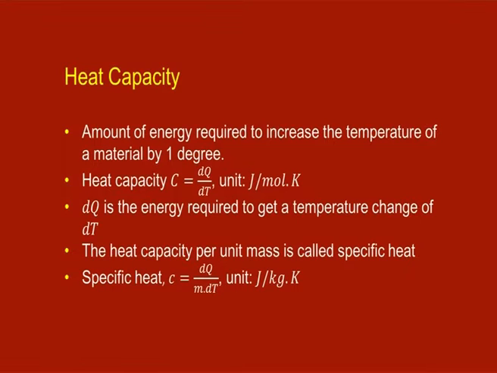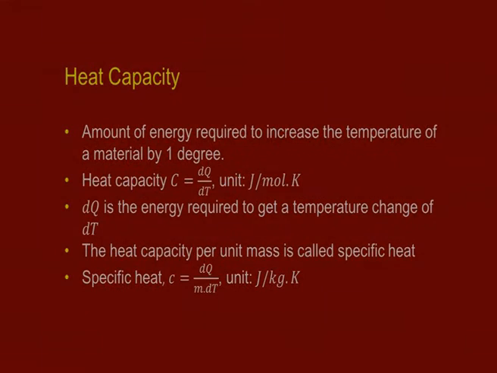Now, the next concept is specific heat capacity. So, specific heat capacity is basically the heat capacity per unit mass of a substance, and specific heat capacity is represented by small c, that is equal to dQ by m dT, and the unit of specific heat capacity is joule per kilogram Kelvin.